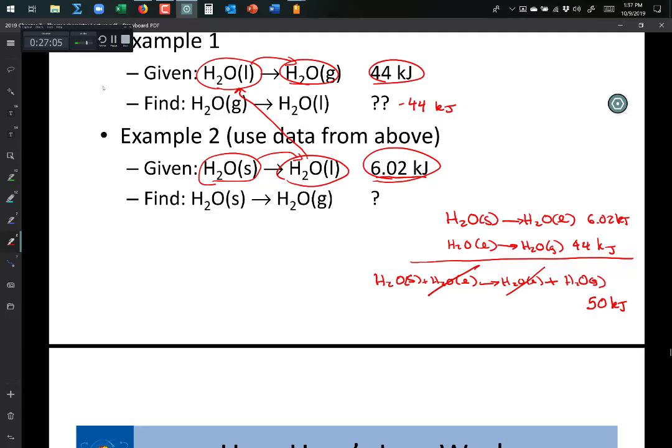And what Hess says is that you could figure out the heat for any reaction as long as you can add other reactions up to get there. So if you know different reactions and you know their heats, you can combine them to figure out heats for reactions you can't do directly.